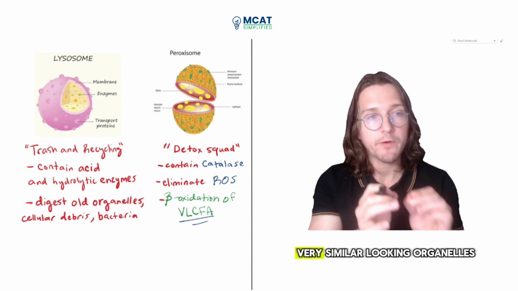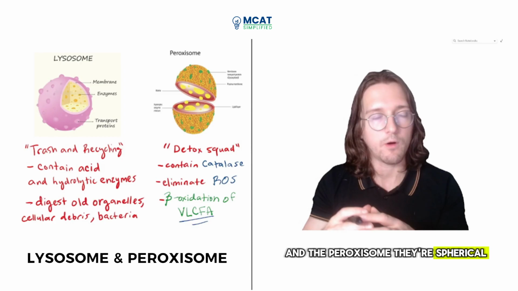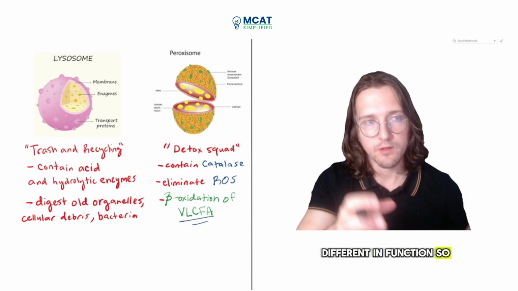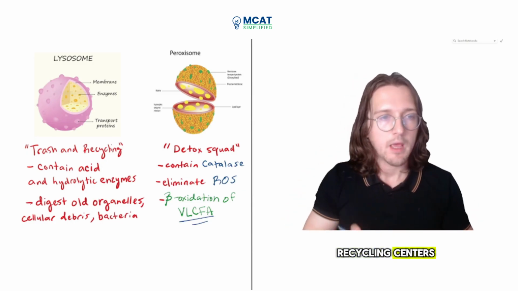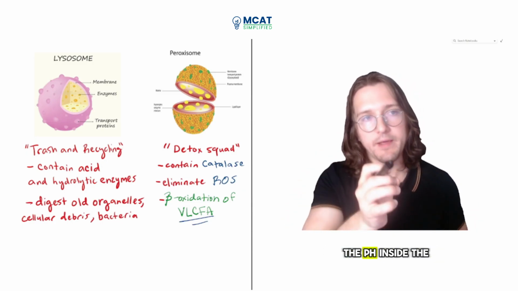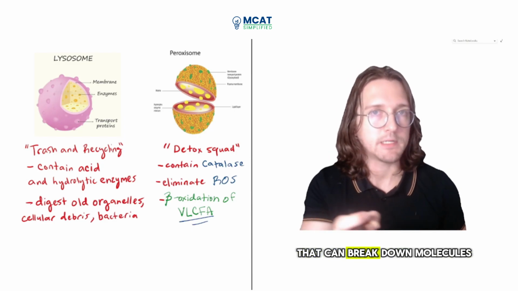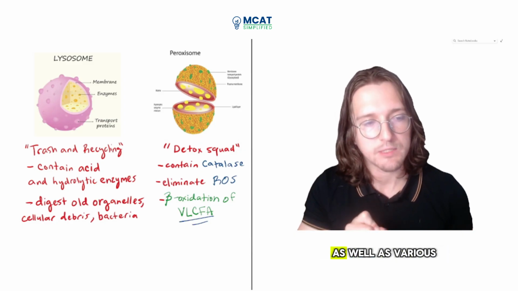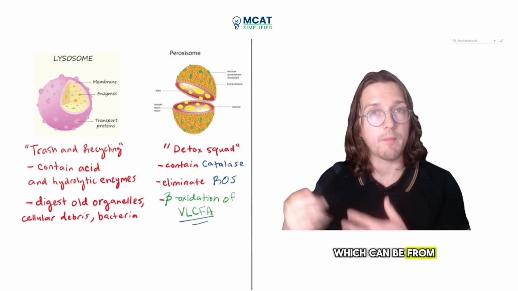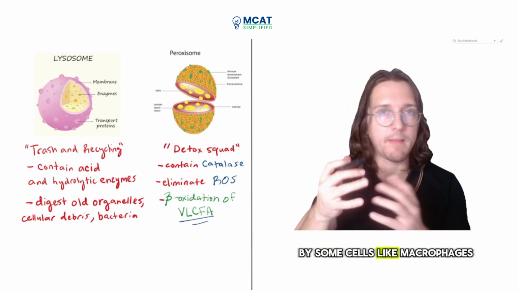Next, we have two very similar looking organelles, which are the lysosome and the peroxisome. They're spherical. But these are very different in function. So the lysosome, I'll think about it as the trash and recycling centers. These contain acids, so the pH inside the lysosomes is quite low, and they also contain hydrolytic enzymes that can break down molecules. And the function of the lysosomes is to digest old organelles, as well as various cellular debris, which can be from outside the cell or inside the cell, as well as bacteria by some cells like macrophages.